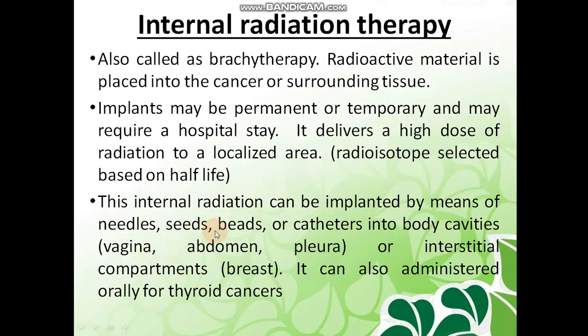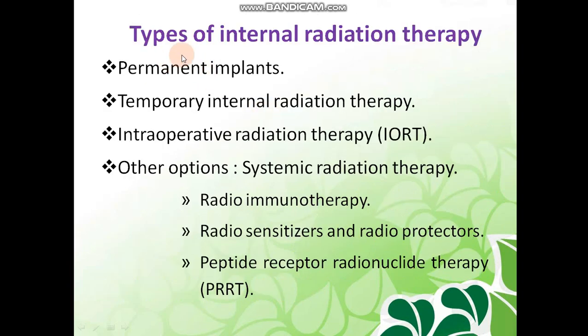That means in the needles, seeds, beads and catheters we can place the radioactive material, and we can place this material into body cavities like the vagina, abdomen, pleura, or into interstitial compartments like the breast. It can even be administered orally or by IV injection. There are many types: permanent implants, temporary internal radiation therapy, intraoperative radiation therapy, and other options like systemic radiation therapy, radioimmunotherapy, radiosensitizers and radioprotectors, and peptide receptor radionuclide therapy, PRRT.